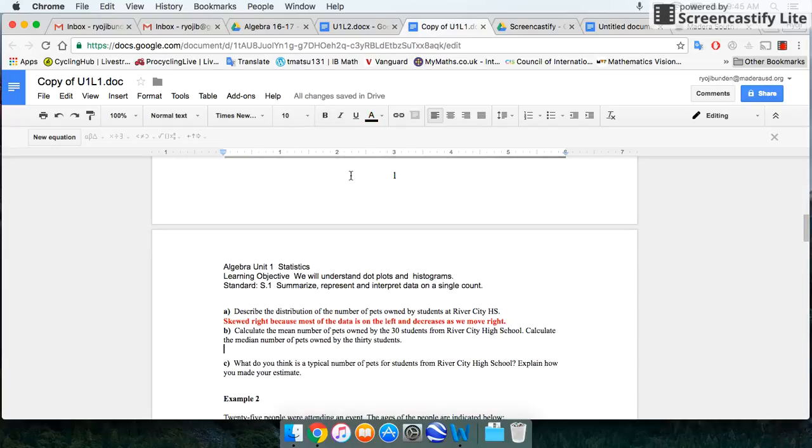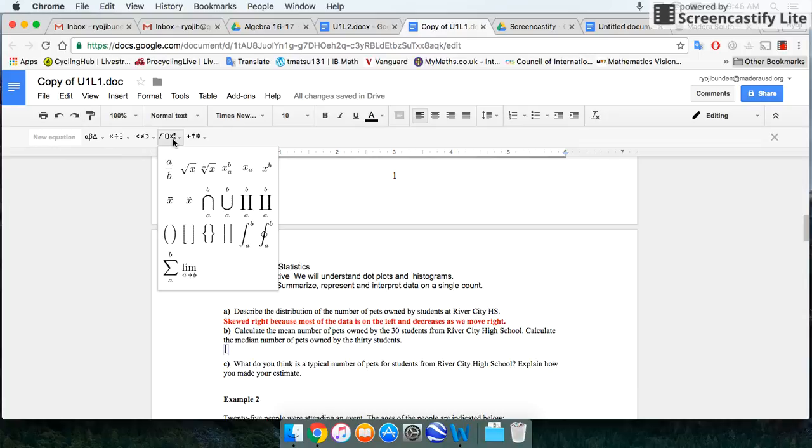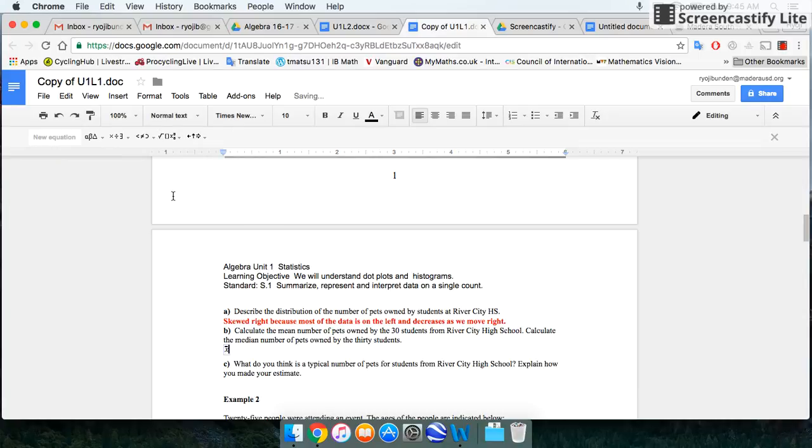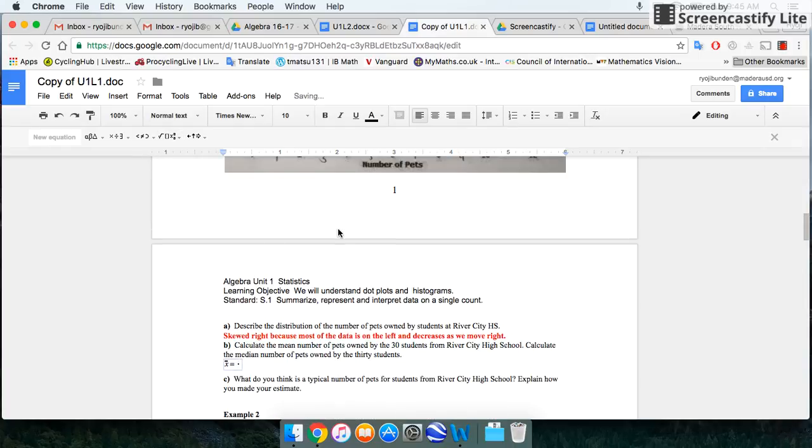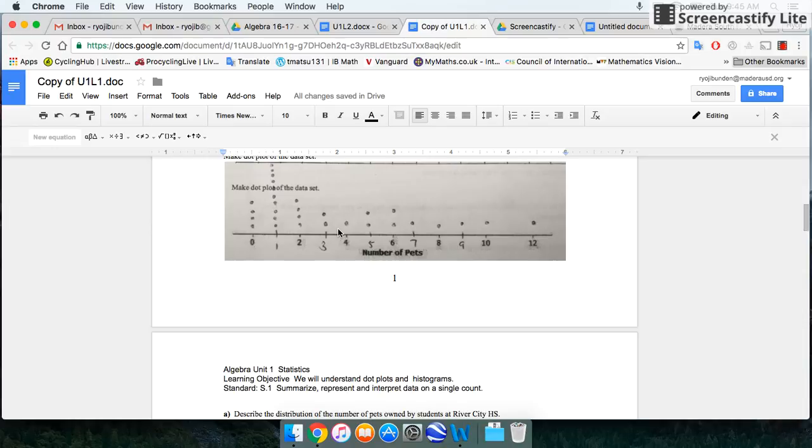Okay, calculate the mean number of pets owned by the 30 students from River City High School. So to calculate the mean, I'm going to insert an equation. So again, the mean is represented by x with a line above it equals, insert a fraction because that's what we're doing. So we're going to add up all of these frequencies.